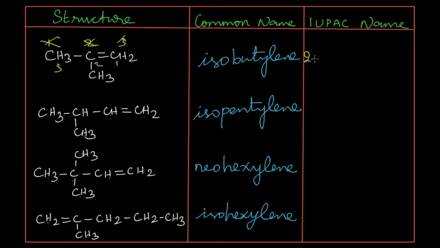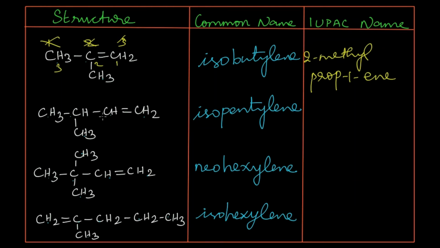So the name of this compound is 2-methylprop-1-ene, because the double bond is present in the first carbon and the methyl group is attached in the second carbon. So the name of this compound is 2-methylprop-1-ene.